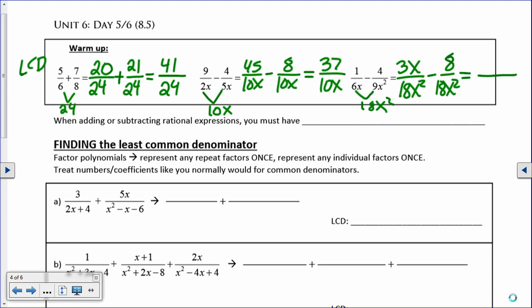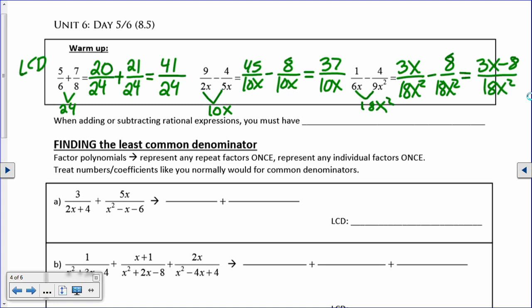Were the 3x and the 8 like terms? No. So I couldn't say that that was negative 5x, right? We can't do 3 minus 8 and then just stick an x on it. They're not like terms. So if the numerator is not like terms, you just leave them separate, but in a subtraction expression. Okay? So that's a little review on how we work with fractions when we're trying to add, subtract.